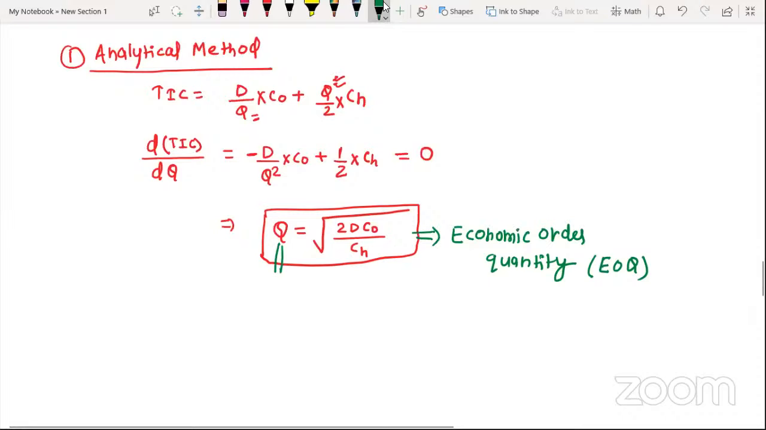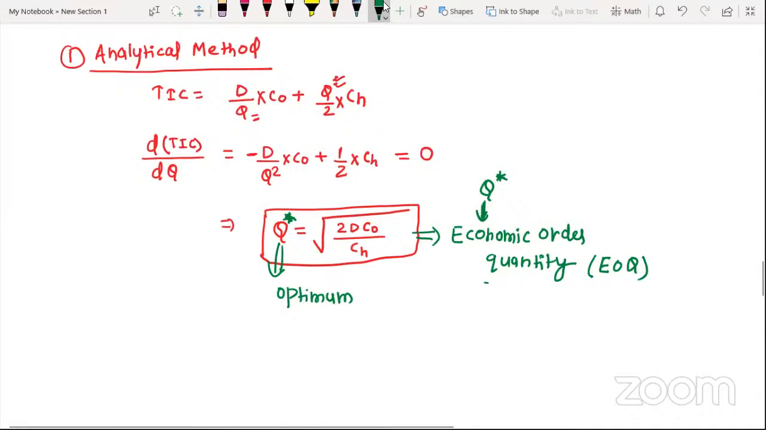Okay, economic order quantity, or you can say optimum order quantity. So this Q now becomes Q star, and this Q star is the economic order quantity. So you must order Q star to establish a balance between ordering cost and holding cost, and for that you must order this EOQ.